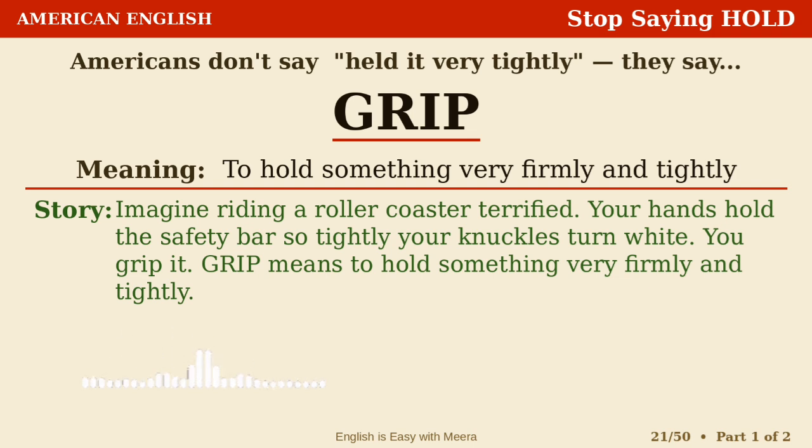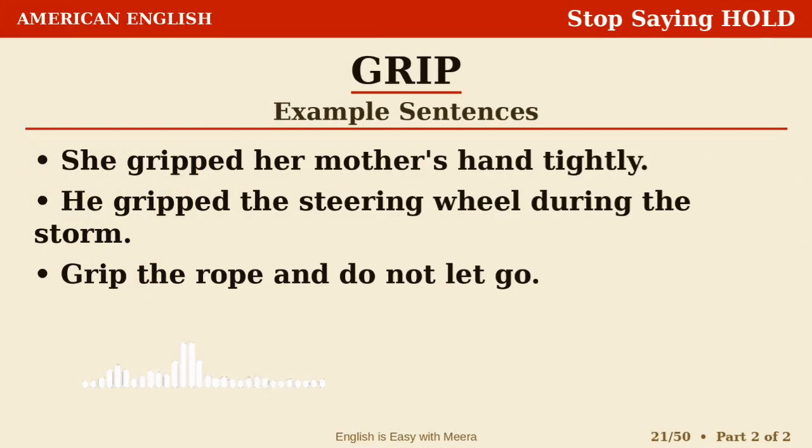Story: imagine riding a roller coaster, terrified. Your hands hold the safety bar so tightly your knuckles turn white. You grip it. Example: she gripped her mother's hand tightly. He gripped the steering wheel during the storm. Grip the rope and do not let go.